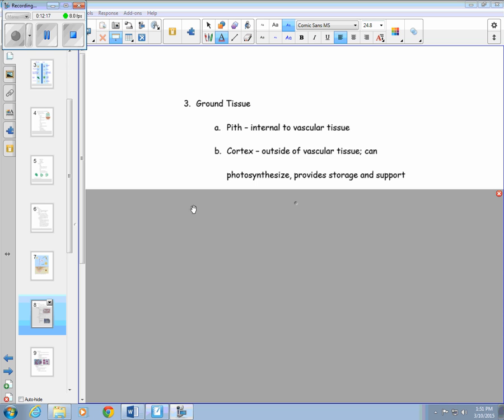So, in addition to the dermal tissue and the vascular tissue, plants also contain ground tissue. The pith and the cortex make up the ground tissue. The pith is internal to the vascular tissue, so that would be in the very center of the stem or the root. The cortex is the outside of the vascular tissue. It's close enough to the outside of the stem and the leaf that it can carry on photosynthesis, but it does still help provide space for storage and support to the plant.